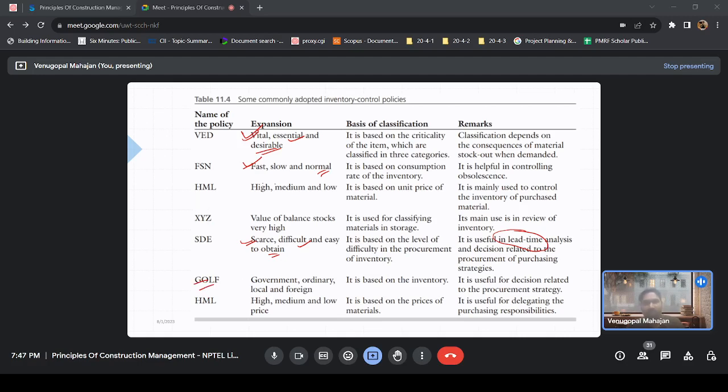This one is based on unit price, and this one is, I guess, why am I reading it twice? I will have to check. Okay, so I hope you got an idea.